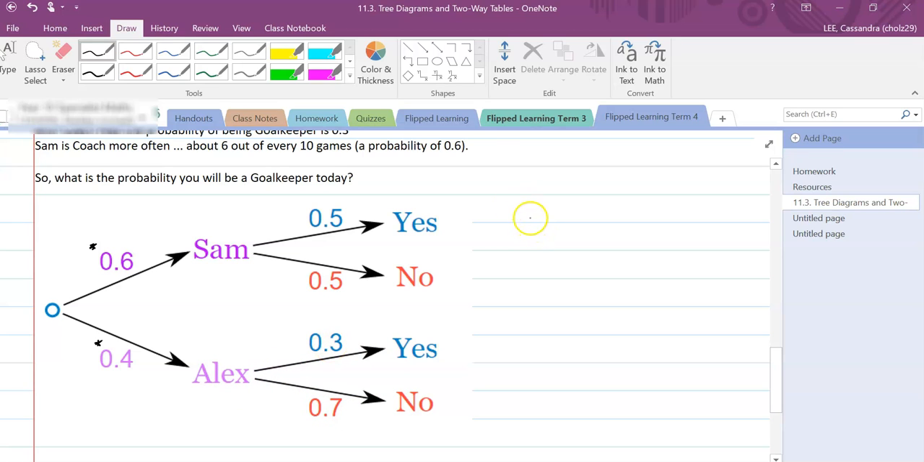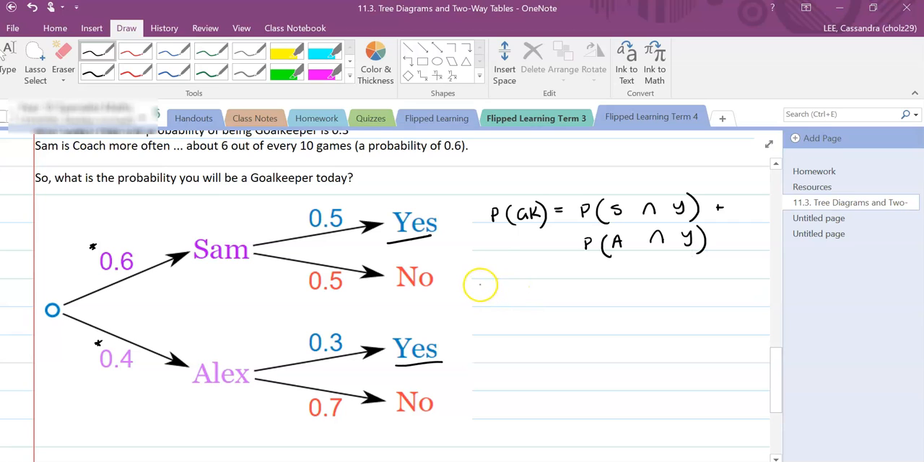So how do we find this probability? Well, what we're looking at is all of the options where the outcome is yes, you get to be the goalkeeper. So let's find this and let's use our multiplication formula. Now, the only difference between the two formulas is that we're still doing multiplication. When they're independent, you just multiply the individual probabilities. Now we're going to write the probability of getting goalkeeper. That's going to be equal to the probability of Sam being the coach and getting a yes, plus the probability of Alex being the coach and getting a yes.